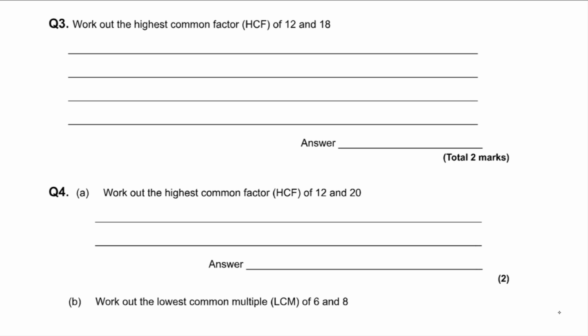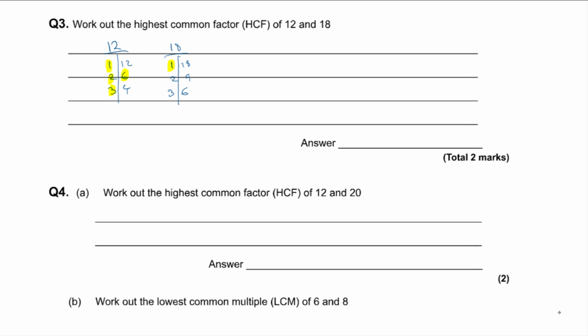Question 3 says work out the highest common factor HCF of 12 and 18. Now again, when the numbers are small it's easiest just to do an exhaustive search. So you find all the factors of 12, we just did this a minute ago. So 1 and 12, 2 and 6, 3 and 4, and we find all the factors of 18. 18 has 1 and 18, 2 and 9, 3 and 6, and then we think, well, which ones do they have in common? Well, 1's in both lists, 2's in both lists, 3's in both lists, 6 is in both lists.